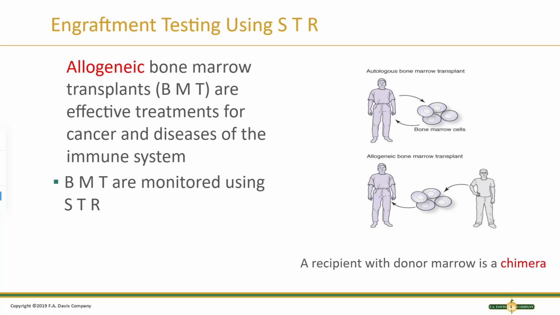Engraftment testing using STR. Allogeneic bone marrow transplants are effective treatments for cancer and diseases of the immune system. Bone marrow transplants are monitored using STR. So, bone marrow cells that come from within the individual are autogenic or autologous. But donated bone marrow through a bone marrow transplant is allogeneic. A recipient with donor marrow is a chimera. It's kind of a combination between the two.